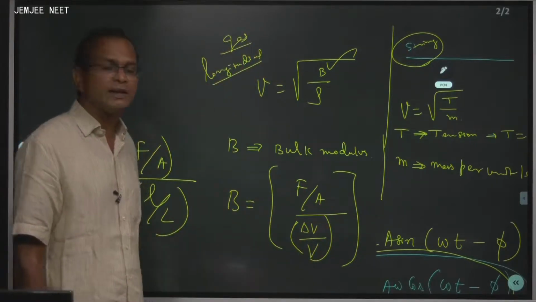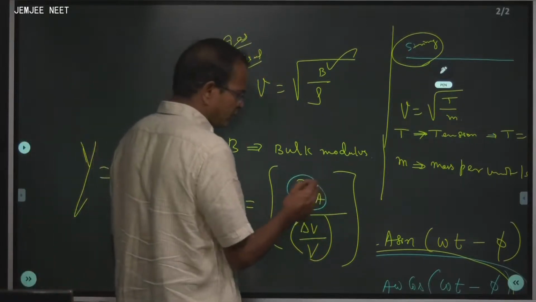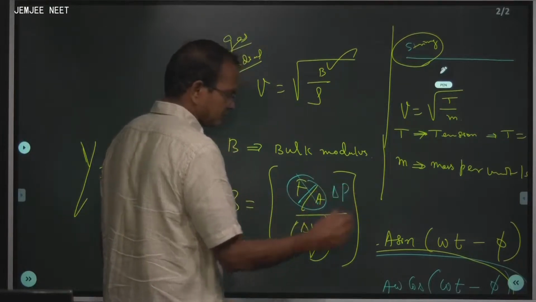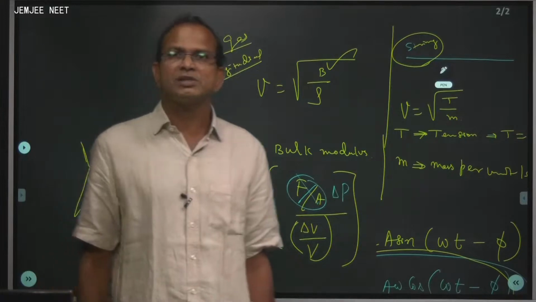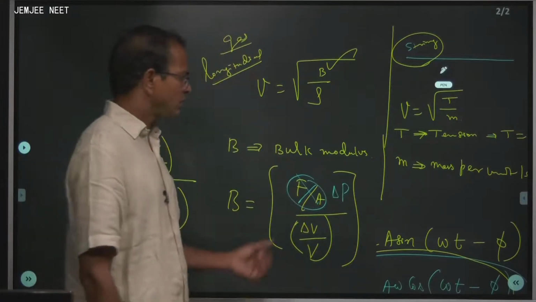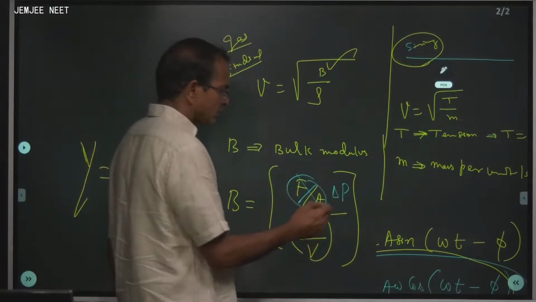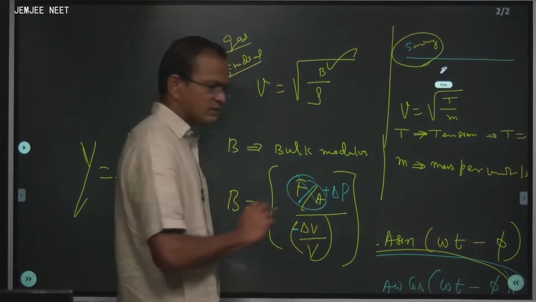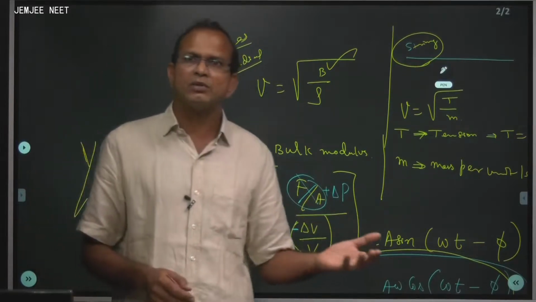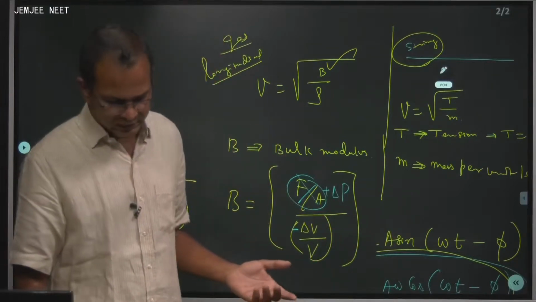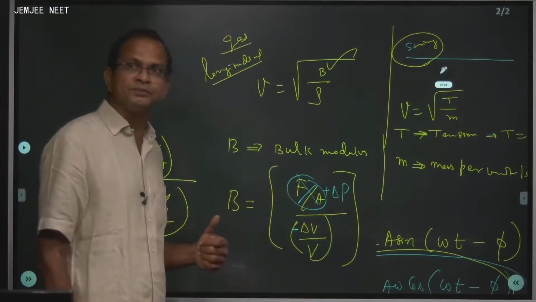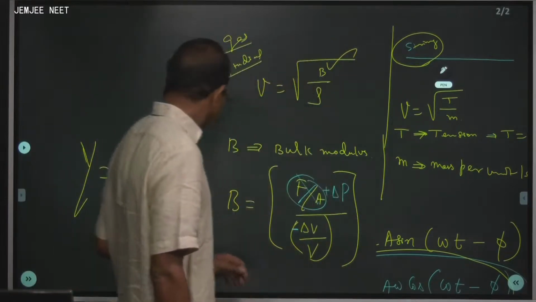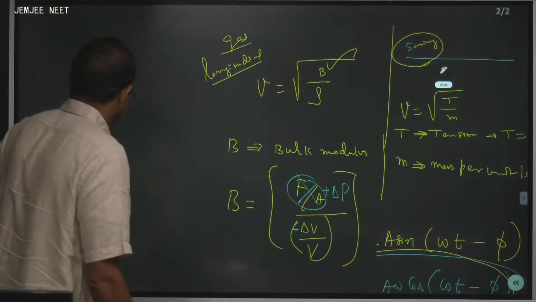But for bulk modulus, the force per unit area is replaced. We call it change in pressure. Therefore, if you increase the pressure, the volume will decrease, and vice versa. Got the point? Got it, Kannan? Yes, sir.